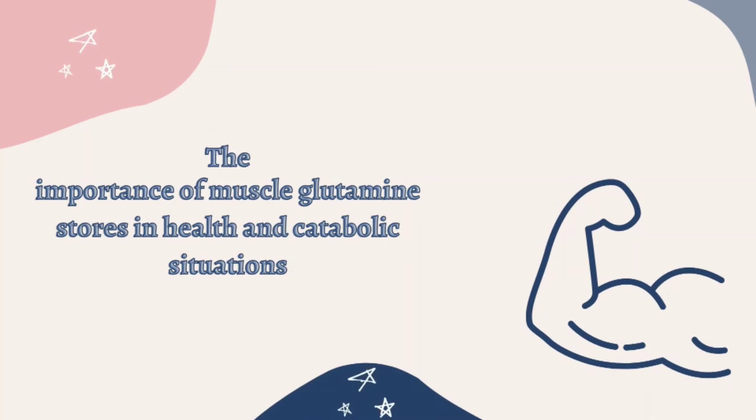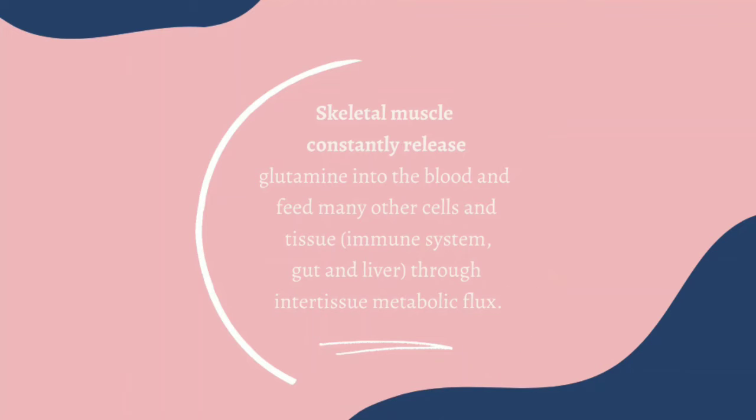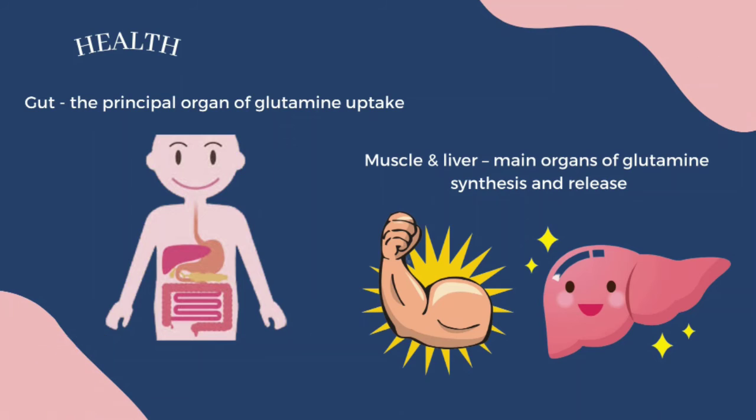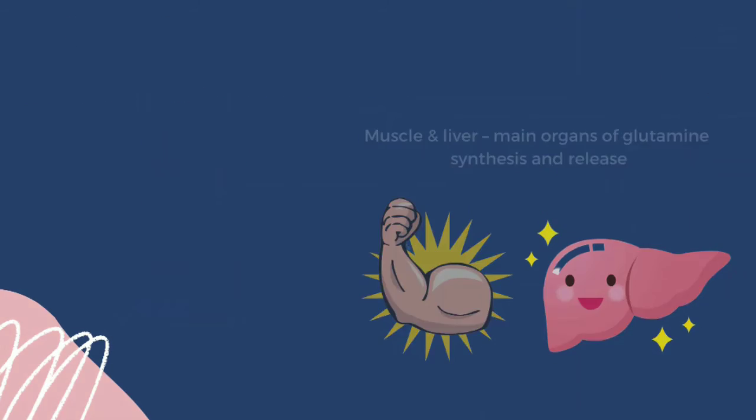This section will be discussing the importance and function of muscle glutamine store in health and catabolic situations. Skeletal muscle constantly releases glutamine into the blood and feeds many other cells and tissues such as the immune system, gut and liver through intertissue metabolic flux. So, during health, which is in normal condition, the gut or gastrointestinal tract is the principal or major organ of glutamine uptake, while the main organs of glutamine synthesis and release are muscle and liver.